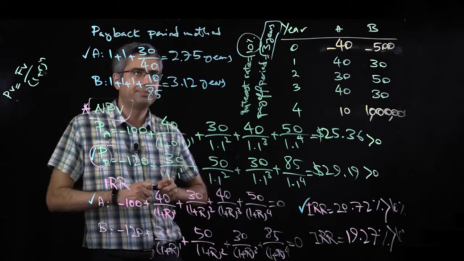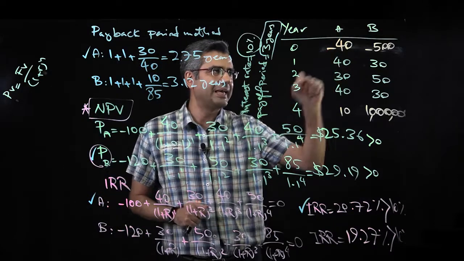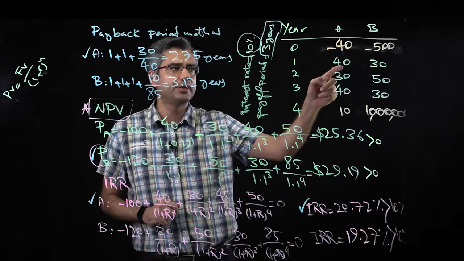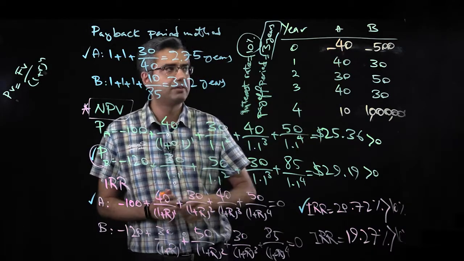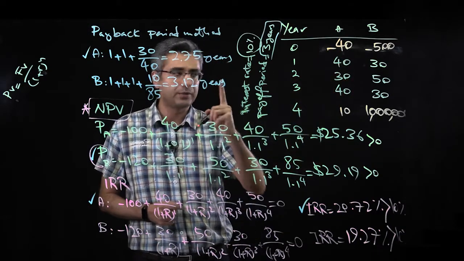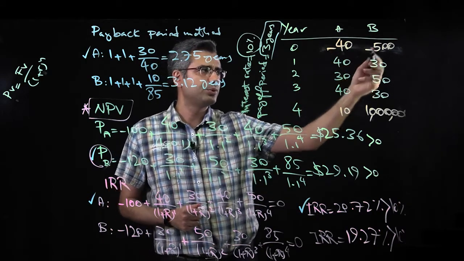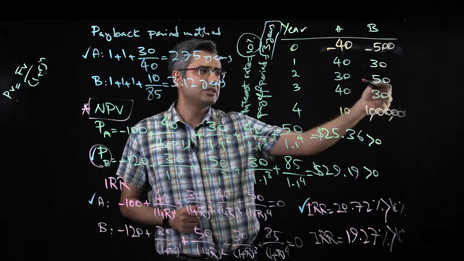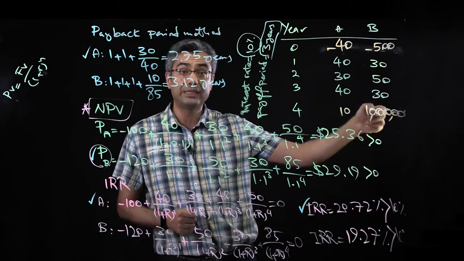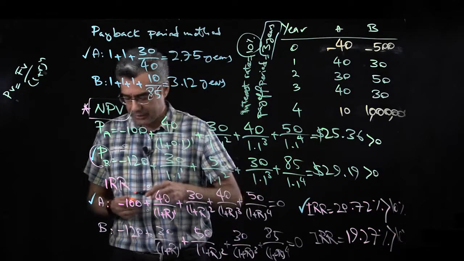Let's use the payback period method to make the decision about these two projects, A and B. So project A, there is a $40 initial investment. And as you can see, you need 1 year to reach the break-even point. So the payback period for project A is 1. So after 1 year, you will reach the break-even point. But what about project B? For project B, it takes 30 plus 50 plus 30. It doesn't reach 500, but in year 4, it will reach 500. So it will be 3 point something years for project B.